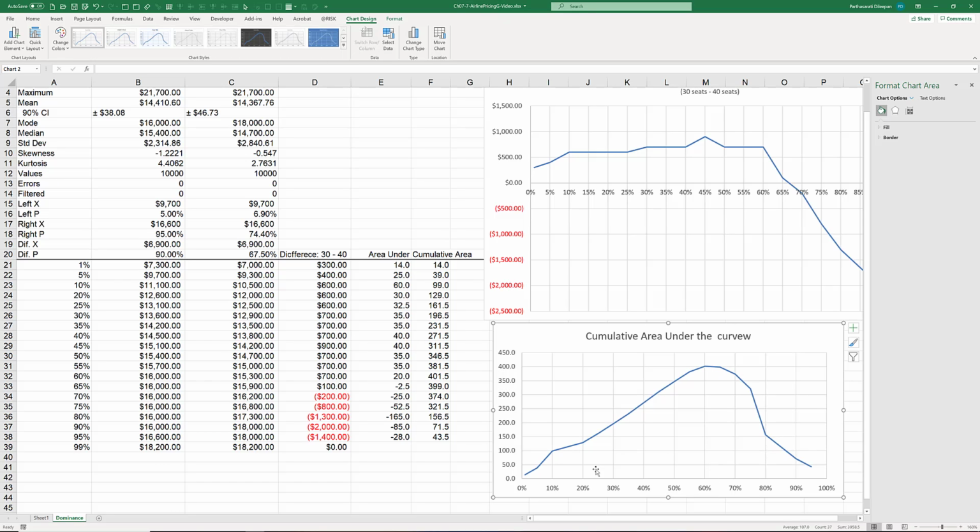So you can see that with 60% probability, you have a significant advantage for 30 seats over 40 seats, and then there are some probabilities at which the 40 seats has an advantage. But overall, 30 seats dominates 40 seats at all percentile levels.